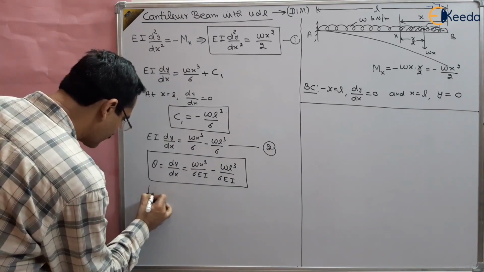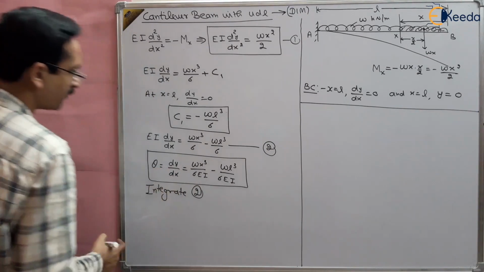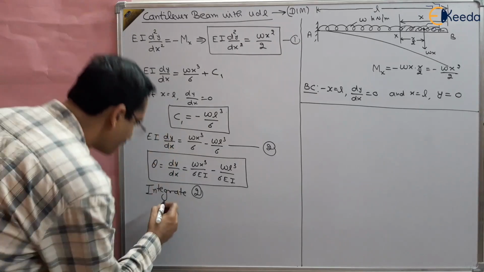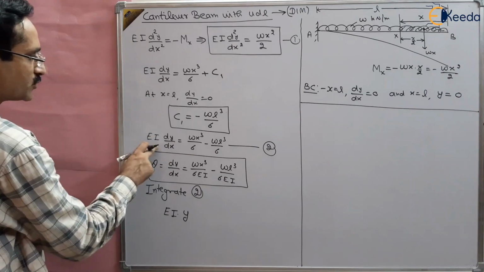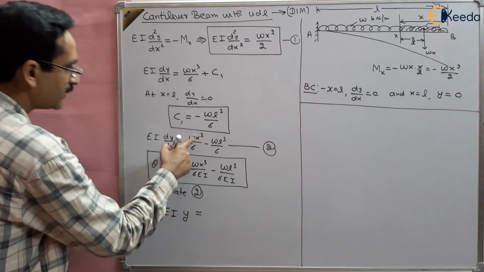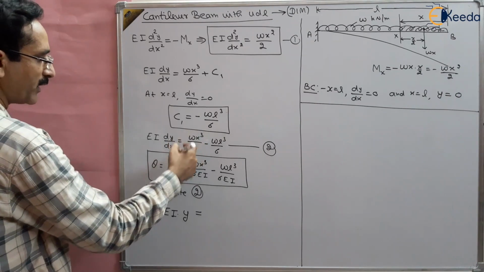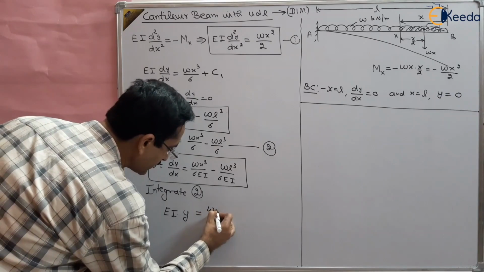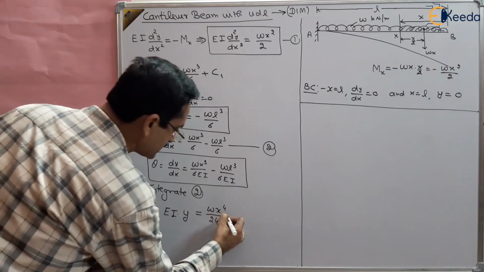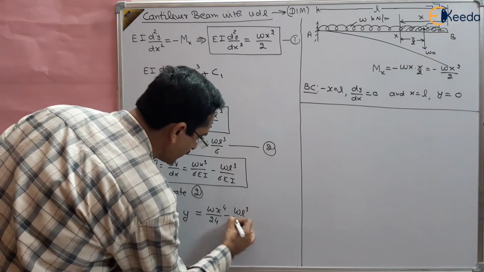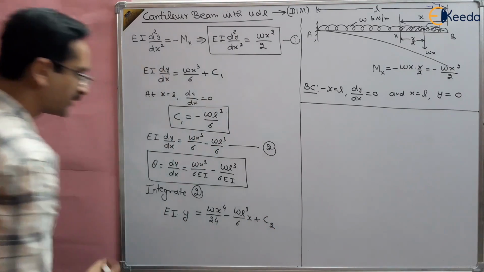So integrate equation number 2. What we are getting is EI times the integration of dy/dx, which is y, and EI is constant, right? And that will be equal to, now the integration of x cube is x to the power 4 by 4. So this will be w x to the power 4 by 24, minus w l cube by 6 x, plus some constant c2. There is another constant c2.